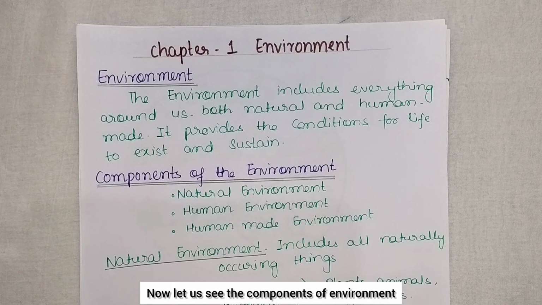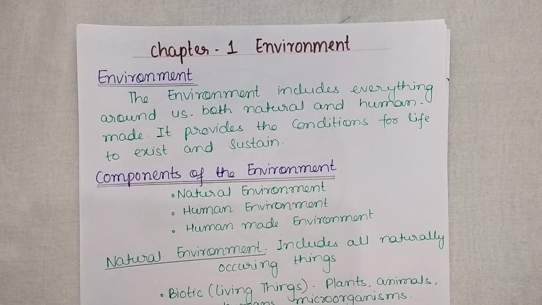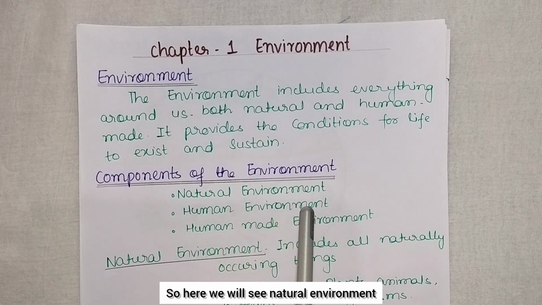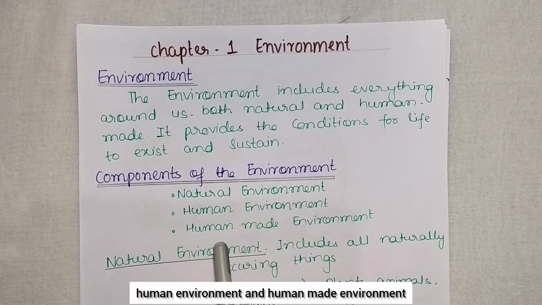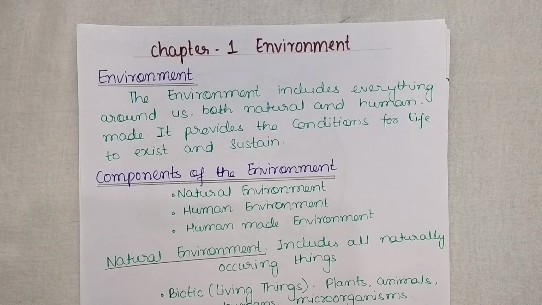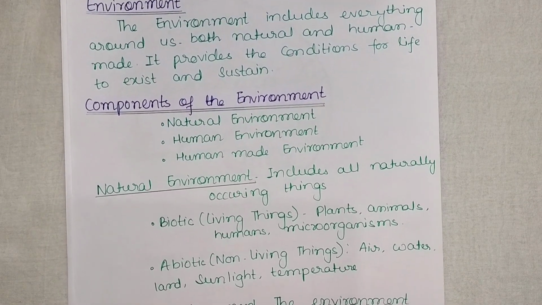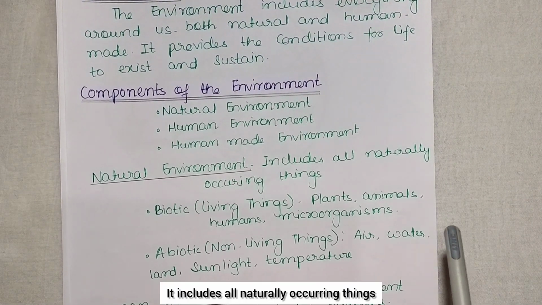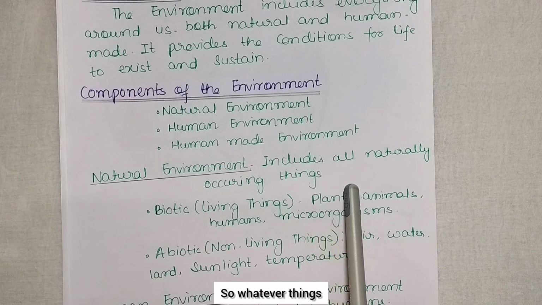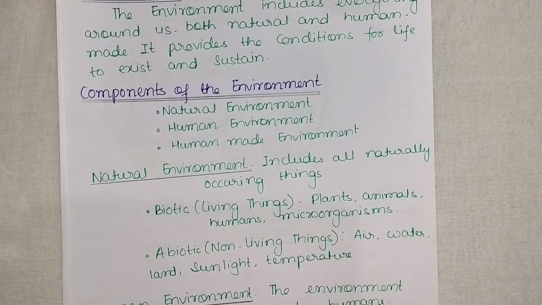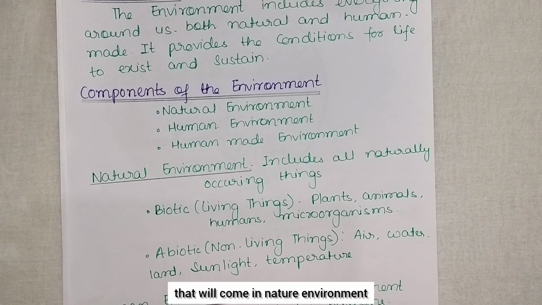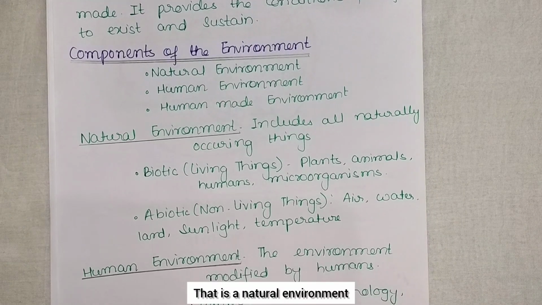Now let us see the components of environment. What are the components? Here we will see natural environment, human environment and human made environment. Now what is natural environment? It includes all naturally occurring things. So whatever things are naturally occurring, that will come in natural environment.